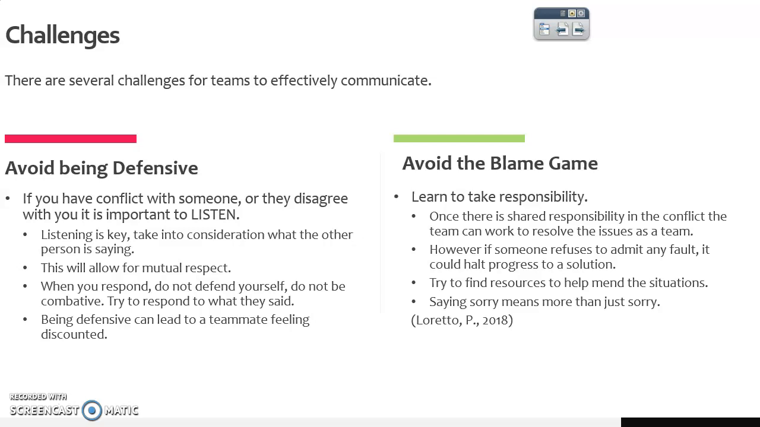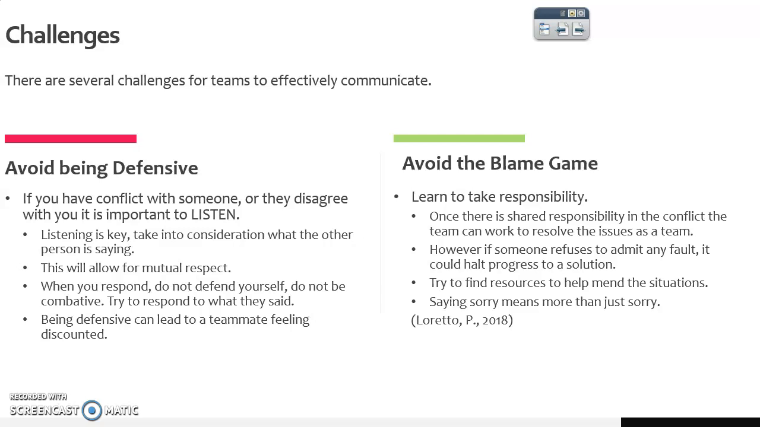Disagreements are definitely going to arise as well. So what we need to do is make sure that whenever disagreements and confrontations happen is that we avoid being defensive. It's important to listen, and when you respond, to take what the person was saying and respond to what the person was saying. Don't automatically go into just defending your stance.